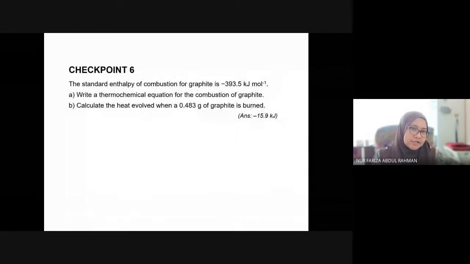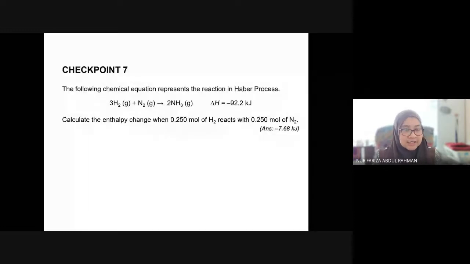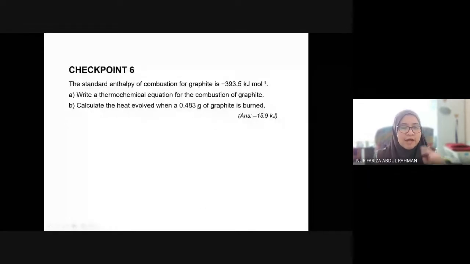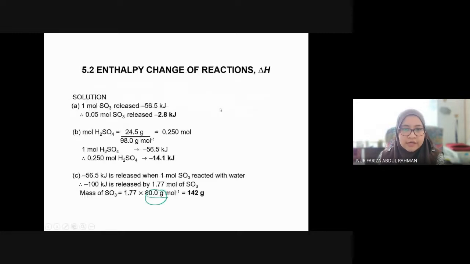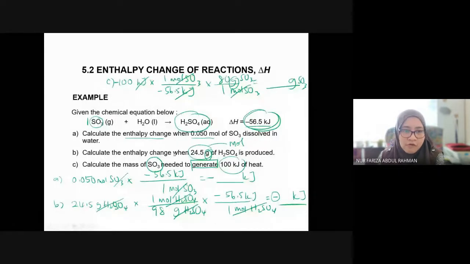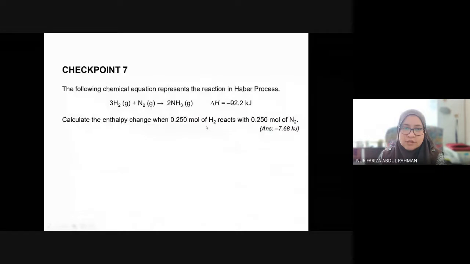Checkpoint 7 is a little bit tricky. Tricky as in we have both mole for hydrogen and nitrogen. They give both moles, guys. Normally, did you guys notice? So far they just give one piece of information for one of the reactant or product. They only give one piece of information like this, 0.483 of graphite. Earlier on for this one, they gave for SO3 only. For B, for H2SO4. And then for C, they gave the heat. But this time around, they gave 2 moles there. We have 2 pieces of information there. So what needs to be done in order to find the enthalpy change? How do we consider this? Should we go for one of them only or what?